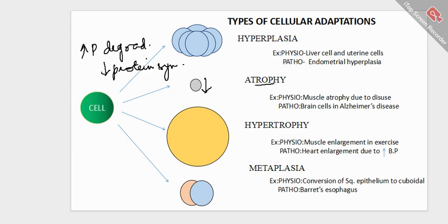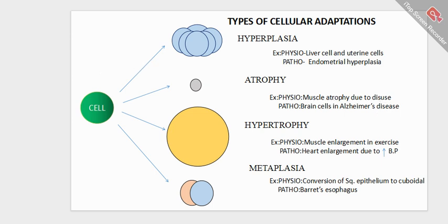An example of physiological atrophy is muscle atrophy due to disuse. Astronauts' muscles are not that much involved, and their cell size gets reduced, as you can notice when they come back from space. Bedridden patients also. Next, pathological atrophy is seen in brain cells in Alzheimer's disease. There also the cells decrease in size.